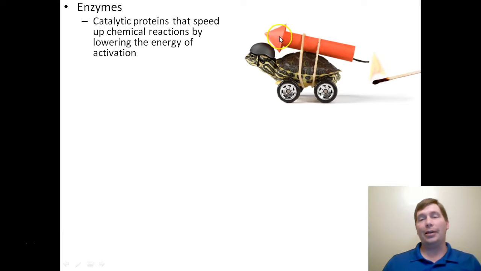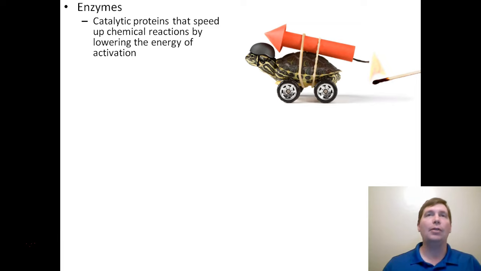An enzyme is like this rocket on this little turtle right here. This turtle could move forward slowly by itself, but if you light this rocket, it's going to move a whole heck of a lot faster. That's what an enzyme is like. An enzyme allows your body to do chemical reactions much faster so you can stay alive.